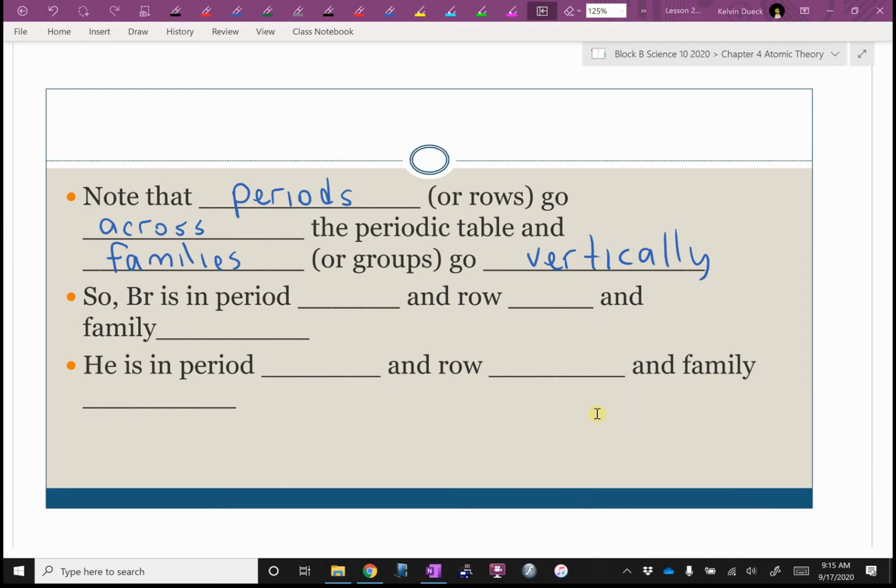So can you find Br on your periodic table? Okay, what period number is it in? Count down. It's in period number 1, 2, 3, 4, 5, or 6. Which one? Period 3. And what row number is it in? Count over from the left, or count backwards from the right. Row 17. And what family is it in? Halogen.